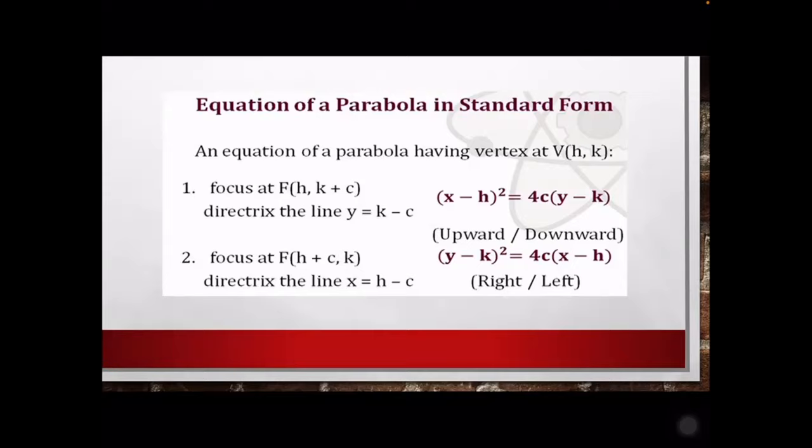Yung isa is open upward or downward. Magiging negative lang siya kung siya ay open downward. Tapos we will have y squared, yung isa naman is right and left. Magiging negative siya kung siya ay open leftward. So pakikopya po ang equation.